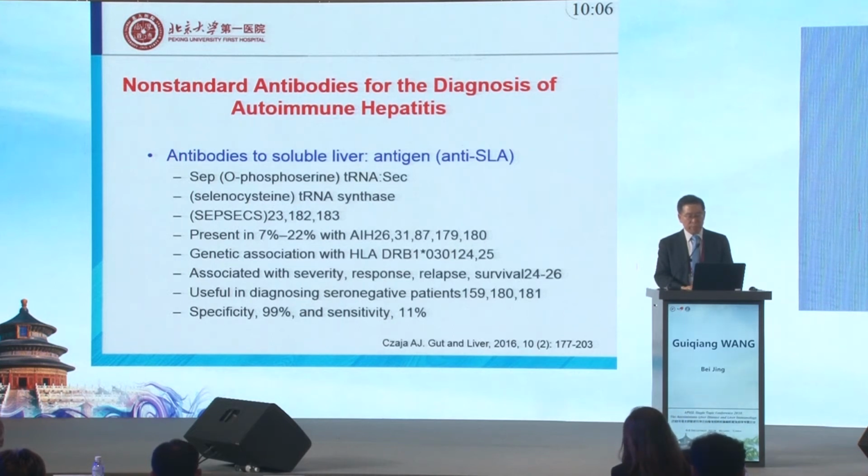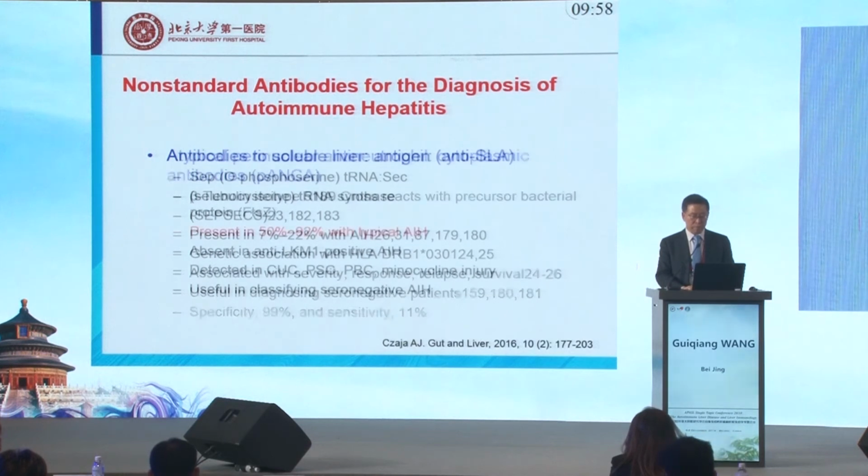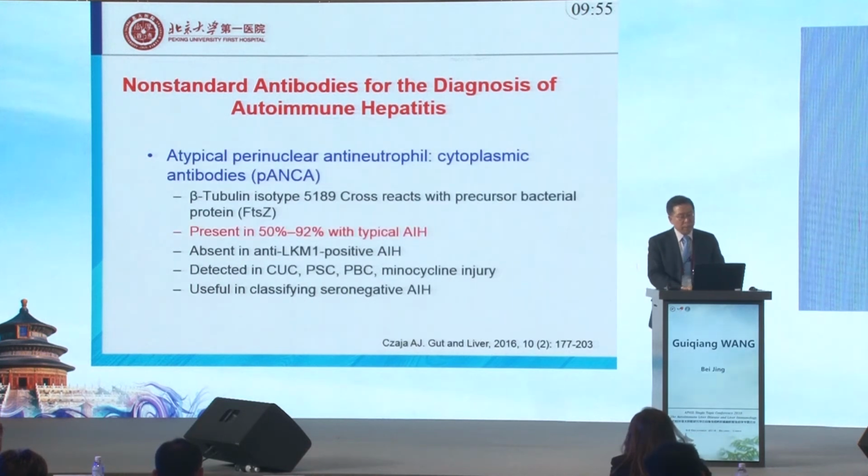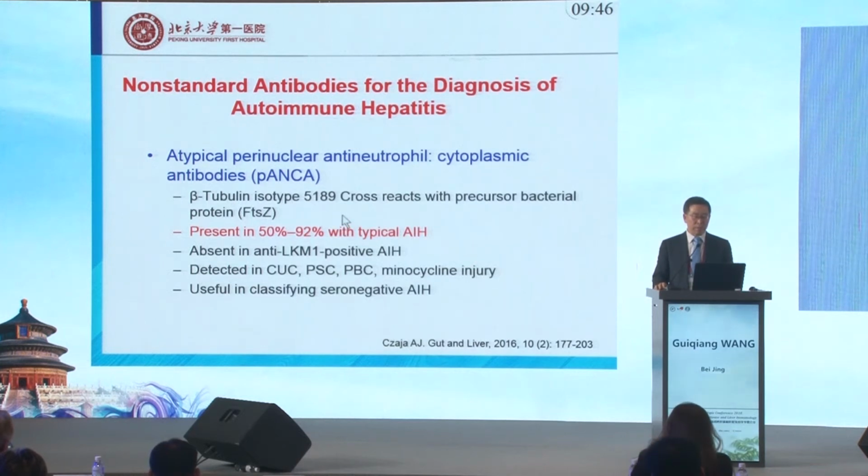The specificity of anti-soluble liver antigen is 99%. It's a very high specificity, but the sensitivity is low. P-ANCA is a typical perinuclear anti-neutrophil antibody. It can be used in the PSC diagnosis, but in some autoimmune hepatitis you can see it in maybe 50 to 92%. There are no further details on these antibodies in AIH, but it can be used as a kind of differentiation antibody.